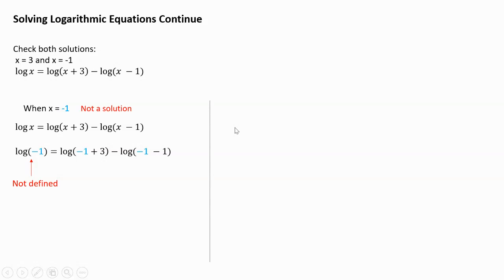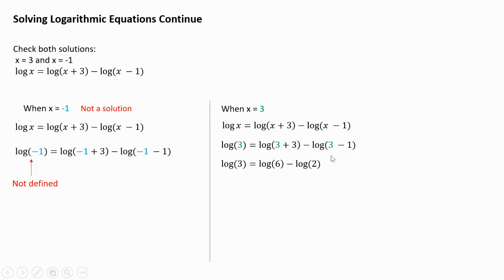Now let's test the 3. We're going to plug in 3 for every x. Okay. So on the left side, we have log of 3. On the right side, this will be 3 plus 3, and this will be minus. So we're going to get log of 6 minus log of 2.